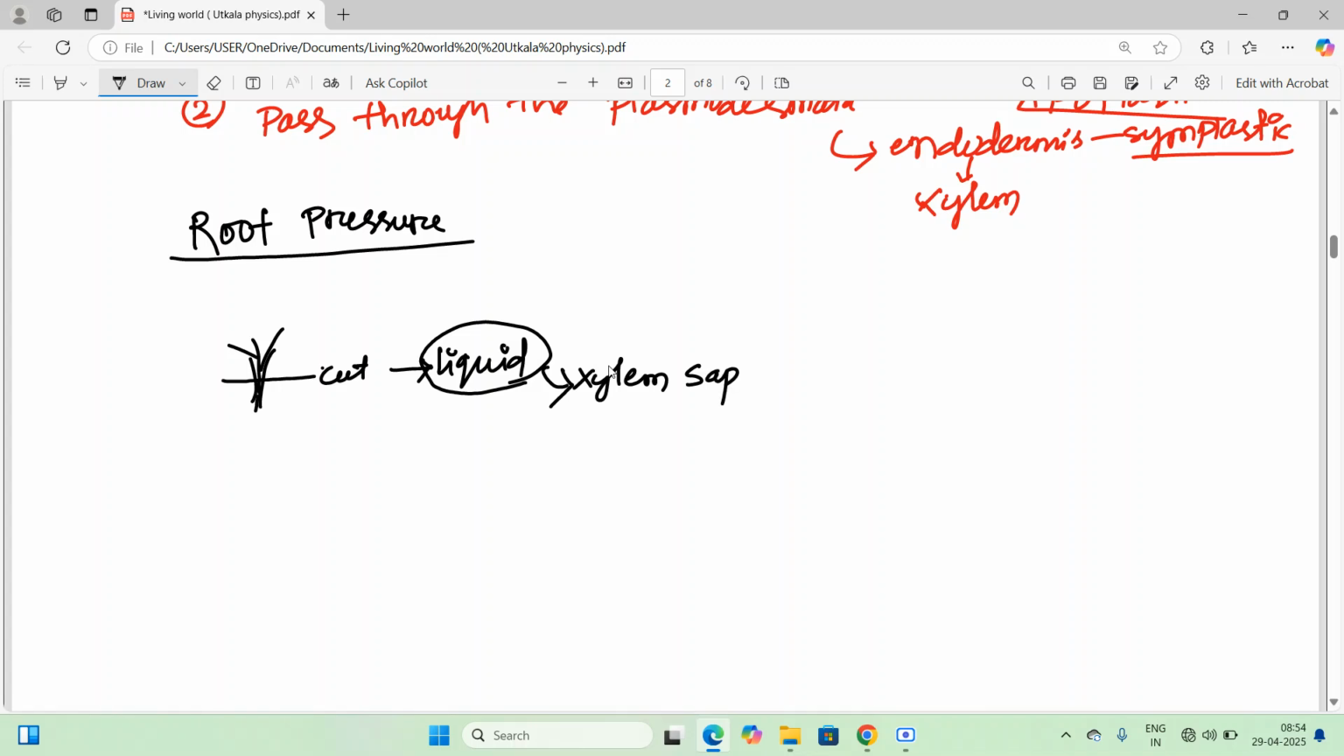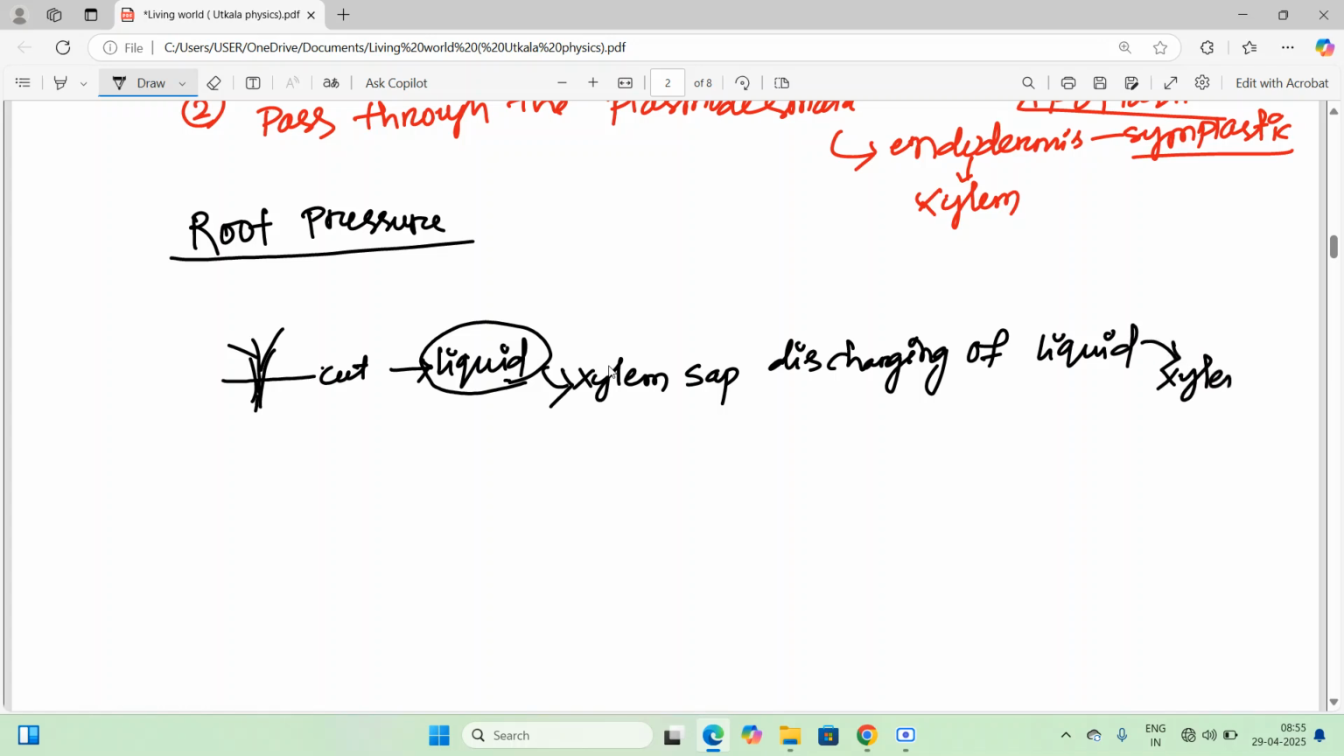Xylem sap. What is it? The liquid-like structure. When we cut the stem of a herbaceous plant, a liquid-like structure will discharge. That is the xylem sap. Xylem sap will exude from the cut surface. That discharging of liquid, what do we call it?